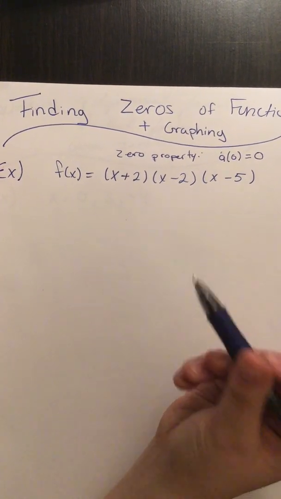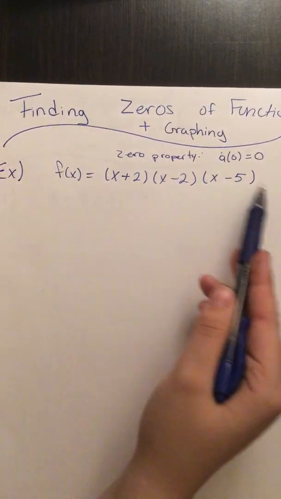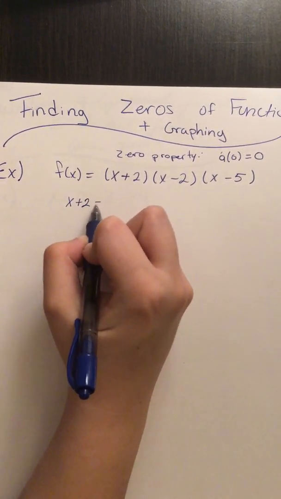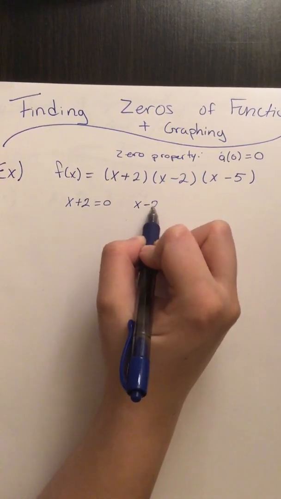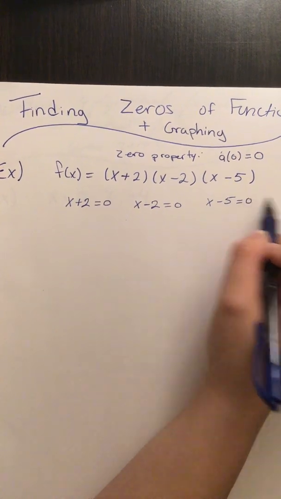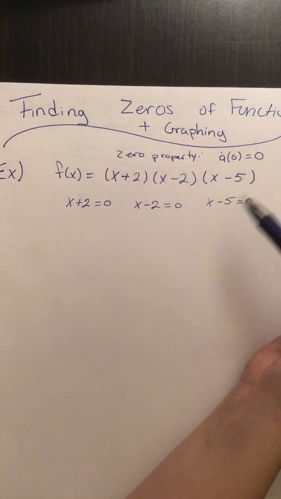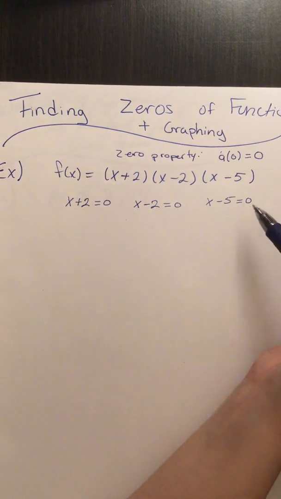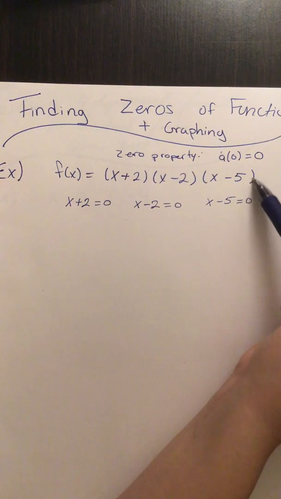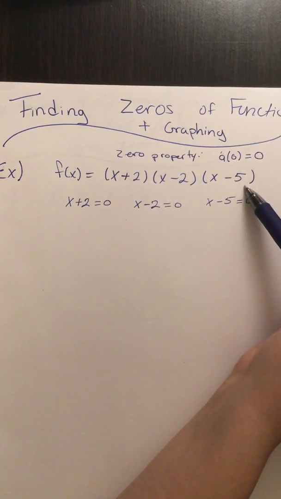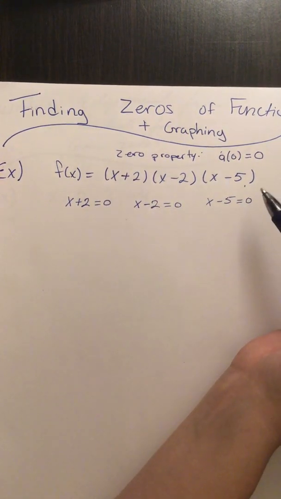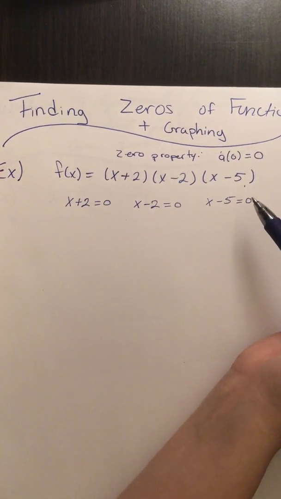Okay? So what we want to do, we're going to apply this to this function by going x plus 2 equals 0, x minus 2 equals 0, and x minus 5 equals 0. So this right here is telling us when we multiply one term that equals 0, this whole thing will be 0. And that's what we want. That's what zeros of a function is.